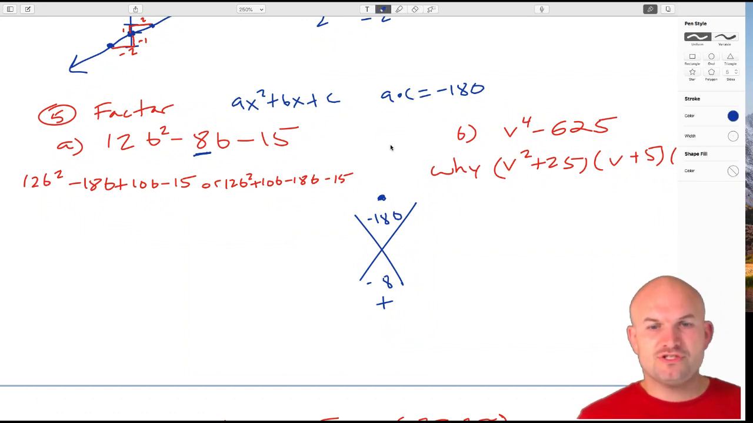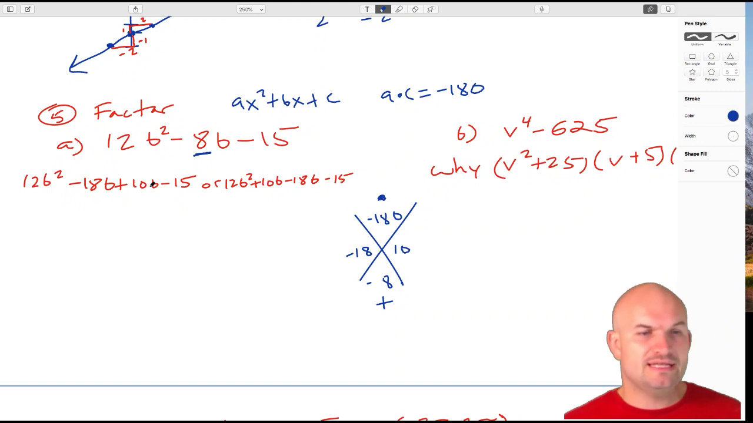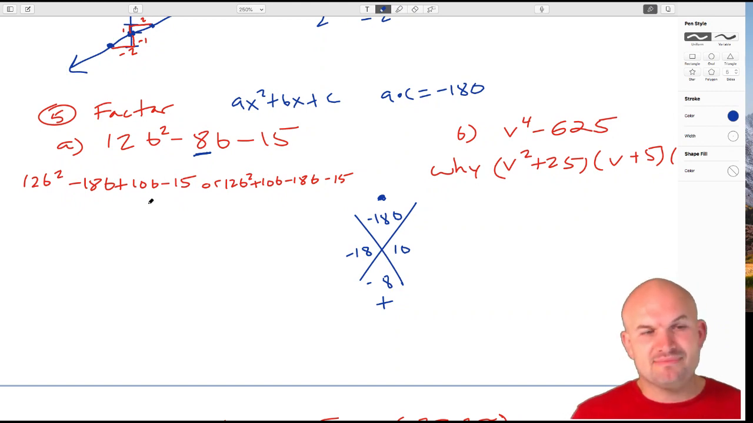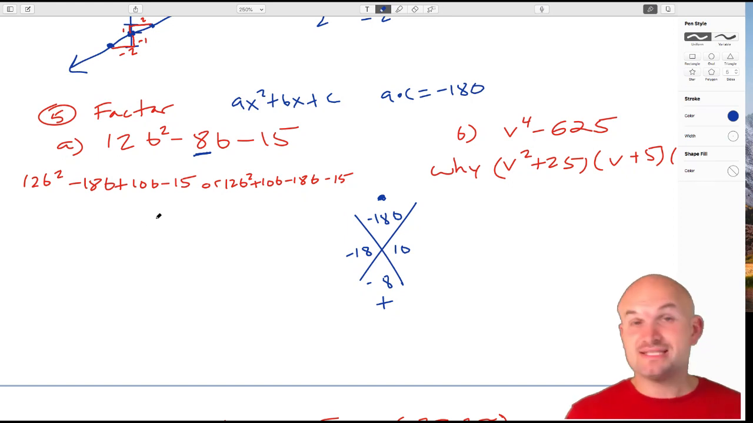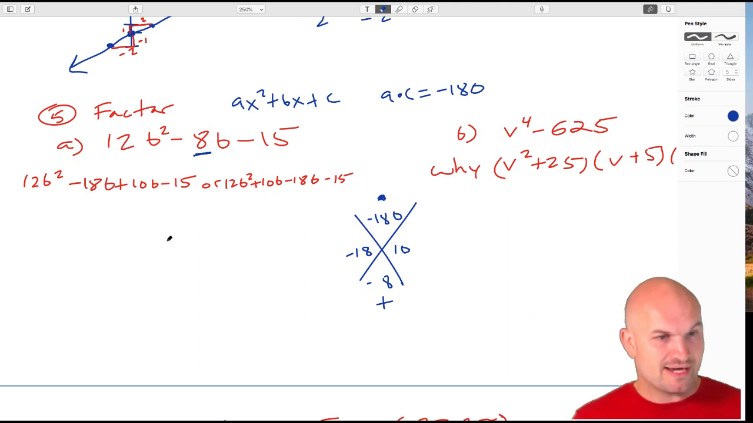Okay, so the student's question was, all right, I get that it's negative 18 and 10, but when you write this using the grouping formula, does it matter which order? And my question to them is, did you try both of them and see if they are the same or different? The quick answer is no, it doesn't matter, but let's go ahead and verify that.